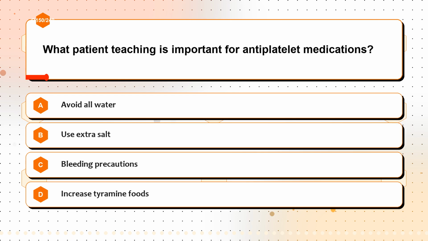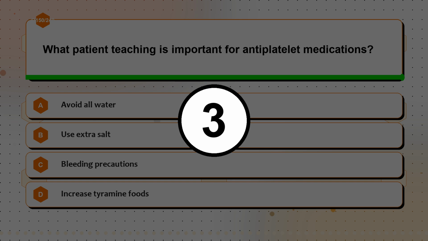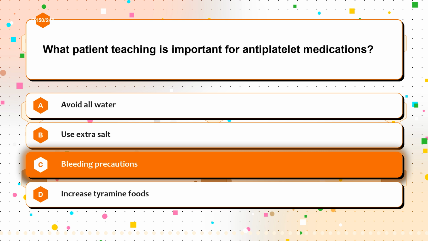Question 150. What patient teaching is important for antiplatelet medications? Here are the options. Option A, avoid all water. Option B, use extra salt. Option C, bleeding precautions. Option D, increase thiamine foods. The correct answer is option C, bleeding precautions.